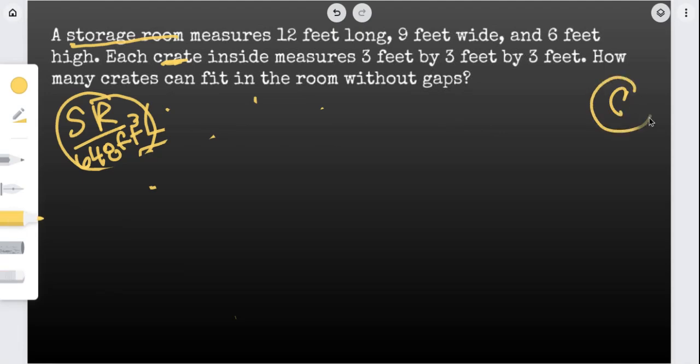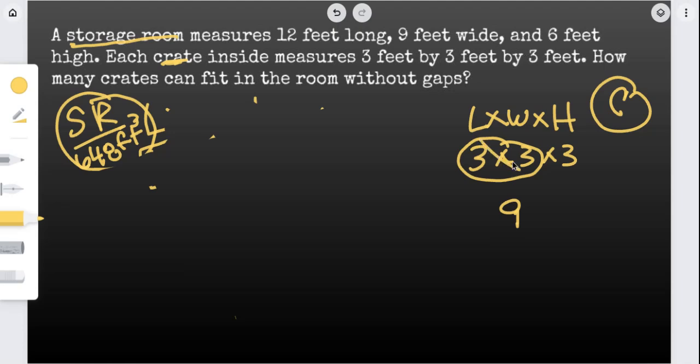I'm going to put a C over here. Length times width times height. Fill in with what I know. This looks like 3 times 3 times 3. Hey guys, I'm noticing that they're all the same. So I'm remembering that cubes are the same dimensions all the way across. 3 times 3 is 9, times 3 equals 27 feet cubed. Okay, so now there's my volume for my crate and a volume for the storage room.